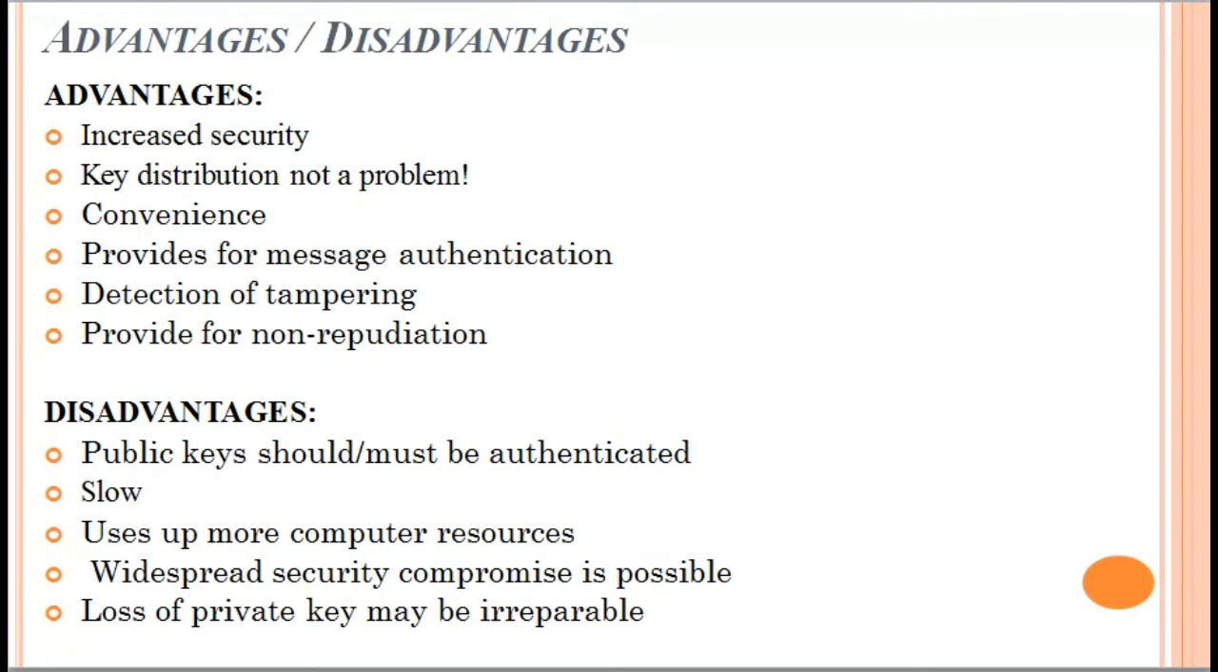Now there are some disadvantages of asymmetric key encryption. First one is that the public key must be authenticated. It means no one can be absolutely sure that a public key belongs to the person it specifies, and so everyone must verify that the public key belongs to them. Next one is slow.